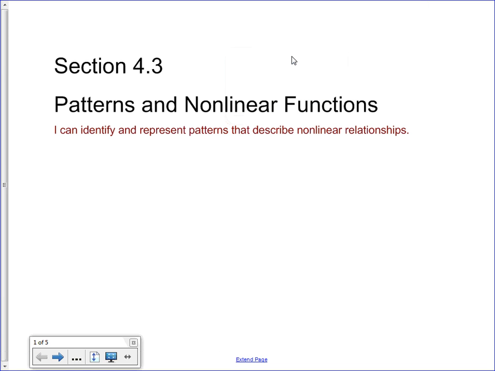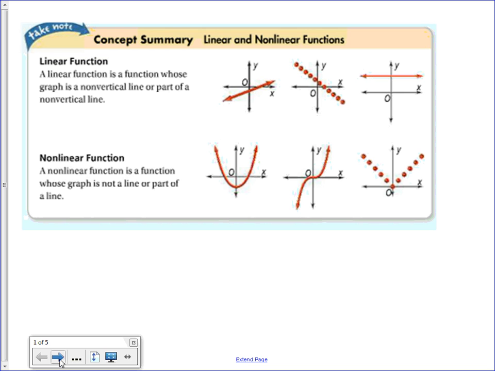Okay, the next section we're going to be covering is 4.3, which is dealing with patterns and nonlinear functions. So hopefully by the end of this video, you can say, I can identify and represent patterns that describe nonlinear relationships. So first of all, what is the difference between a linear and a nonlinear function?